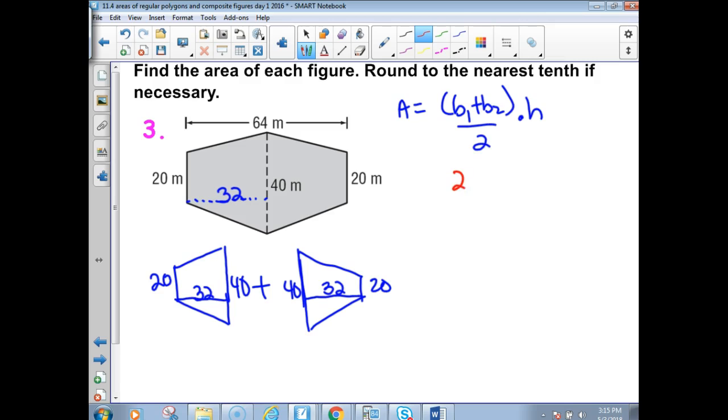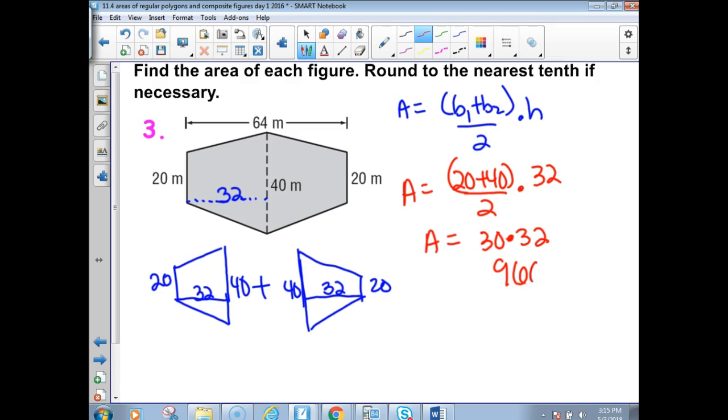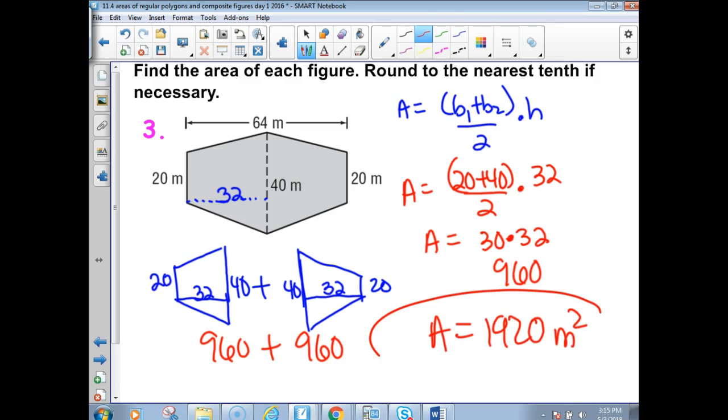So, bases 20 and 40. You add them. You multiply by 32, and you cut something in half at some point. But anyway, let's do it where we do the bases added. 60 divided by 2. 30 times 32 would be 960. Now that's for one of them. So you get 960 plus 960. So the full area is 1920 square meters.